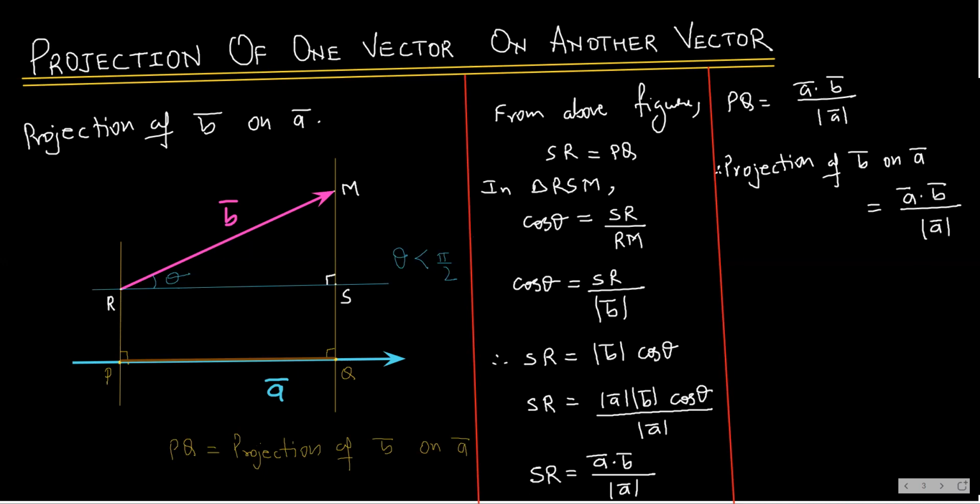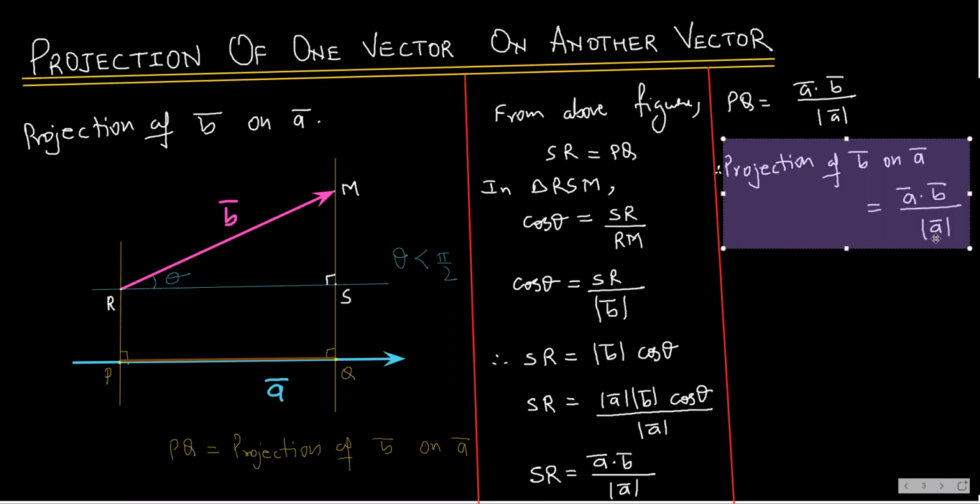Now I will make you remember this formula. The idea to remember the formula is very interesting. See here, projection of B bar on A bar. If it is B bar on A bar, remember the denominator you will write is mod A bar, and the numerator will be A bar dot B bar.